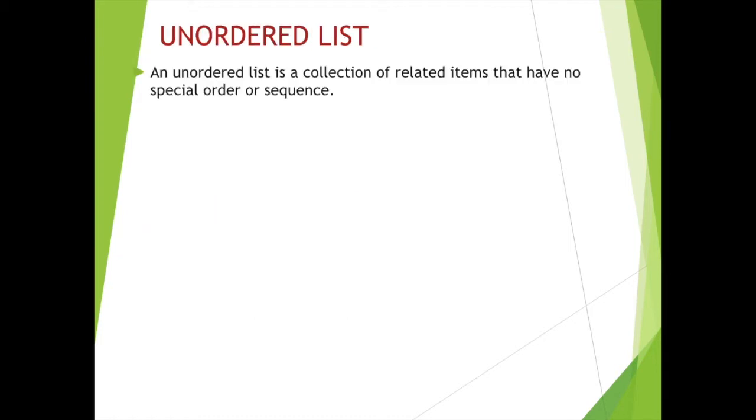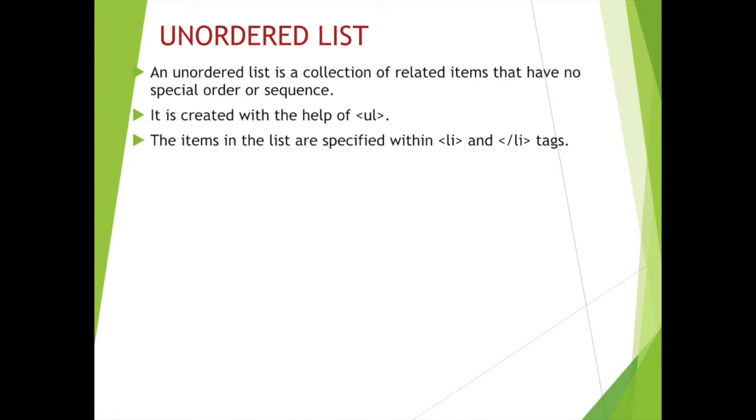So what do we mean by an unordered list? An unordered list is a collection of related items that have no spatial order or sequence. If I have a list with numbers like 1, 2, 3, 4, it's called ordered. But if I just have a list of items without any sequence or ordering, then it comes in the category of unordered list. It is created with the help of the UL tag. So always remember, for creating an unordered list, we take the help of the UL tag.